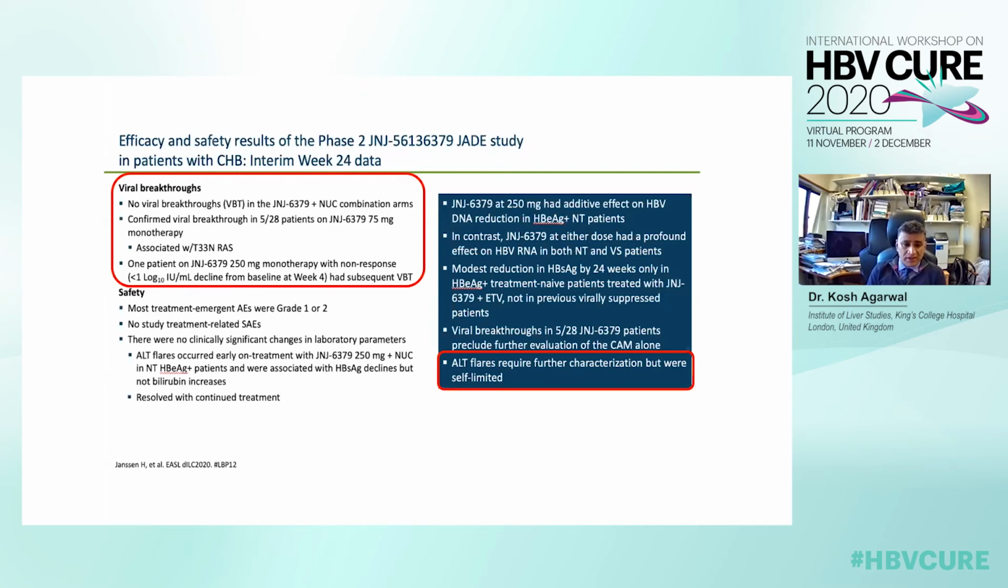And importantly, we also highlight here in this presentation, and again, it's across the field with these agents, that there is breakthrough and resistance via selection if you use capsids as monotherapy, and by and large, this is with the T33N resistance-associated mutation, and therefore it's unlikely that capsids are ever going to be suitable as monotherapy. They're going to be used with a backbone of nuke therapy to try and deepen suppression and or in combination.